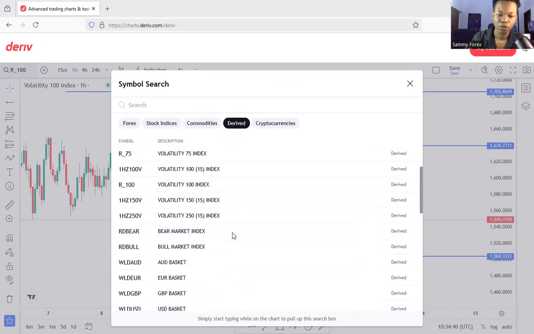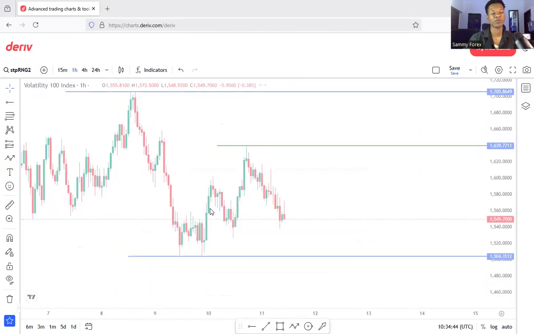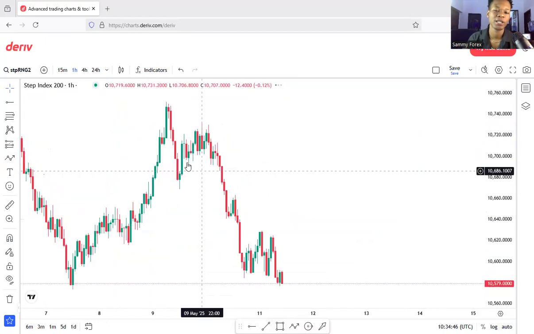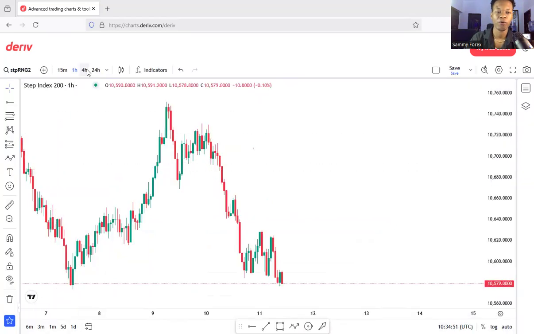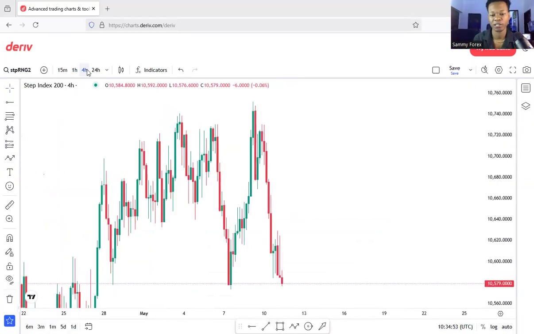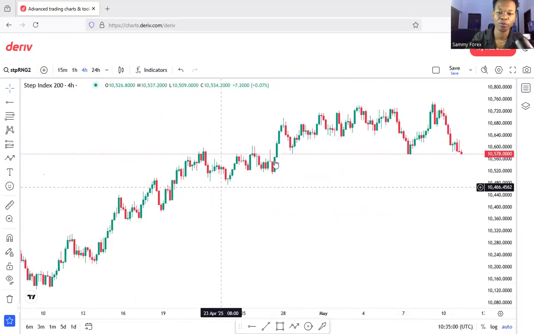Step Index 200. Let's see what the price has for us on Step Index 200. I'll be going down to the 4 hour time frame to see the overall trend of the market, so I'll be refreshing my chart. Overall trend of the market, price has been bullish.